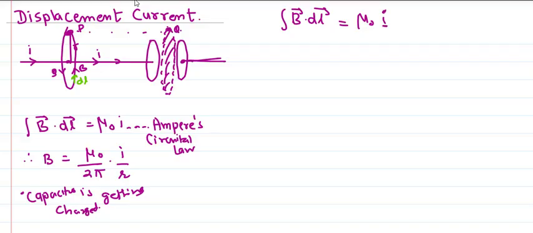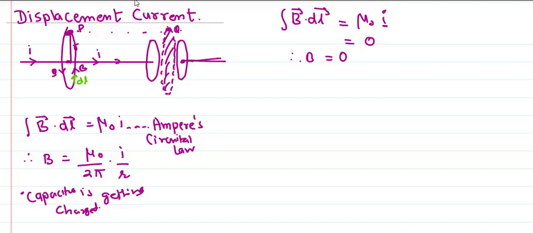Now what is the current which is passing through this area? As we can see, these are two capacitor plates, so there is no current passing through this. The current is 0. So therefore this will turn out to be 0, and therefore magnetic field will turn out to be 0. So if I apply Ampere's circuit law as it is, the magnetic field at point Q turns out to be 0.